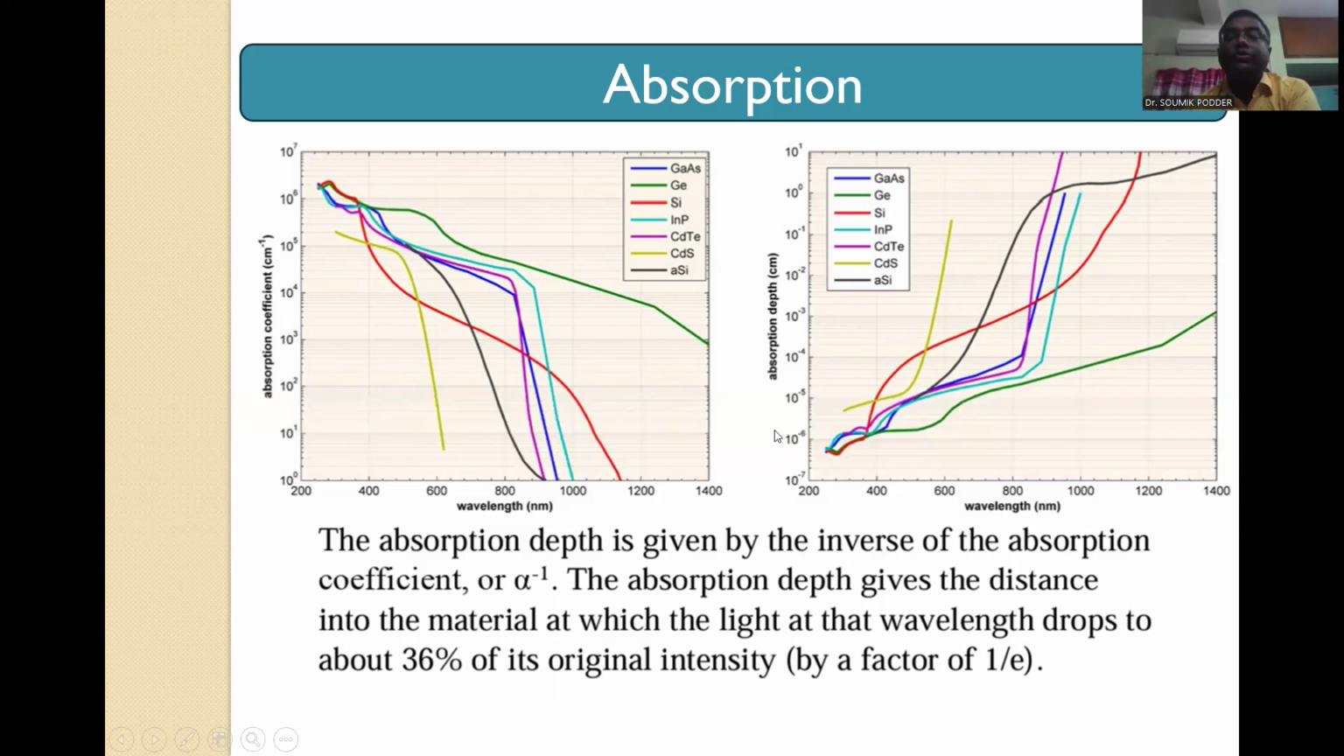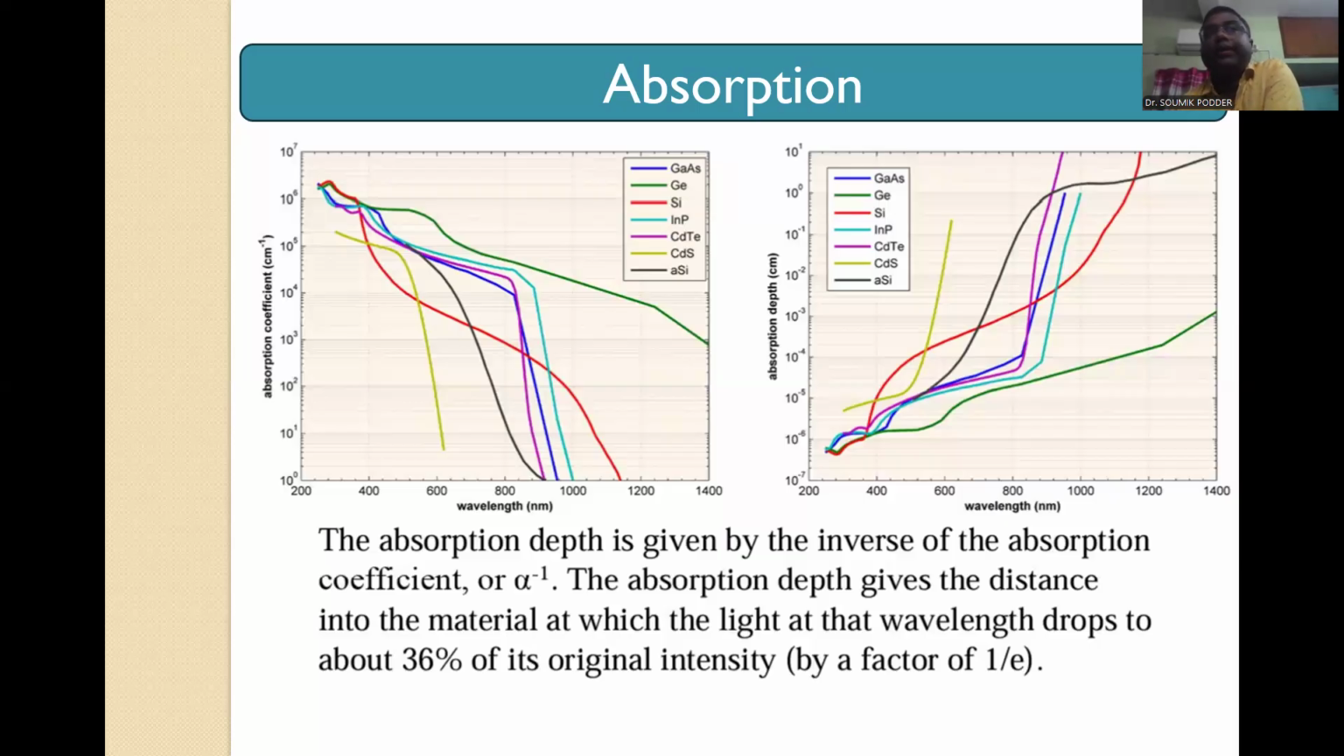Next, coming to the absorption depth. Absorption depth versus wavelength: we see that germanium has a lower absorption depth relation with the wavelength, whereas silicon has a higher one. Higher absorption depth means that as we increase the light wavelength, more light will penetrate; the longer wavelength will penetrate the silicon.